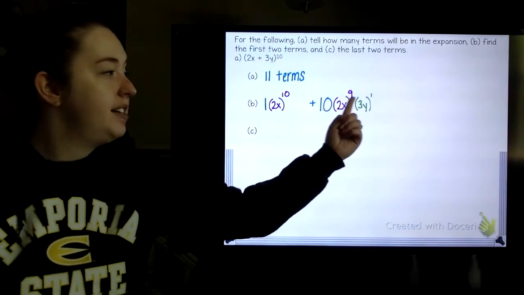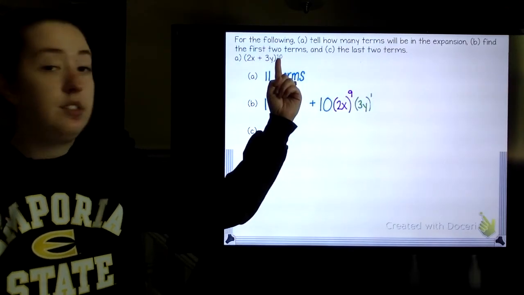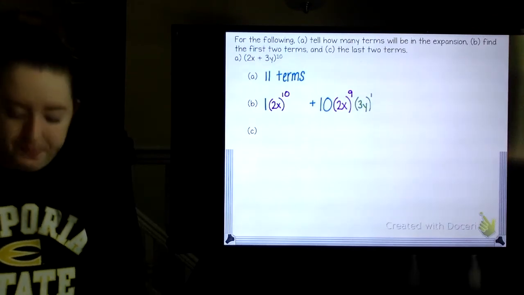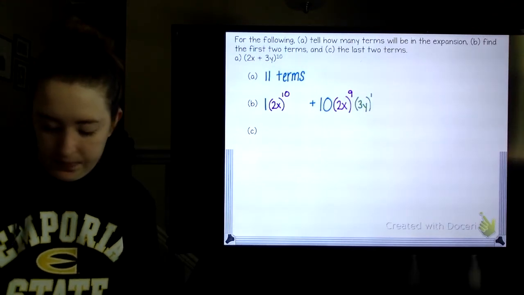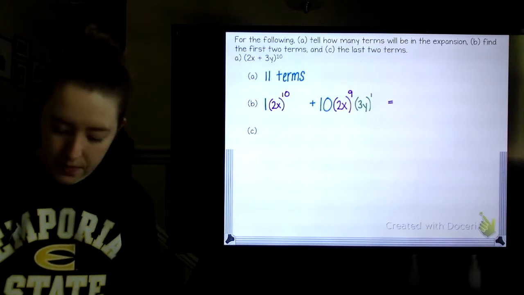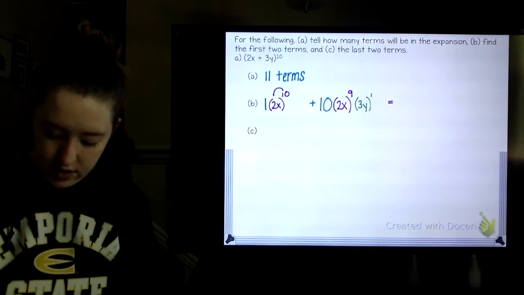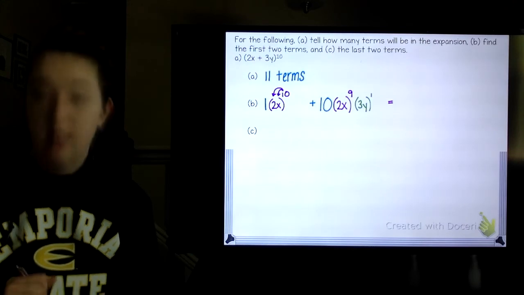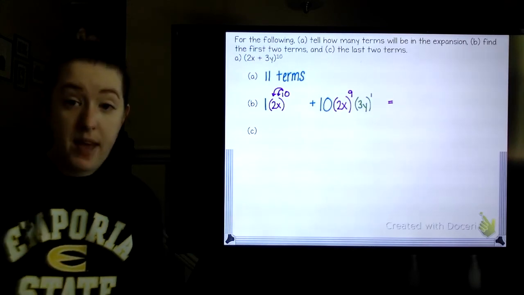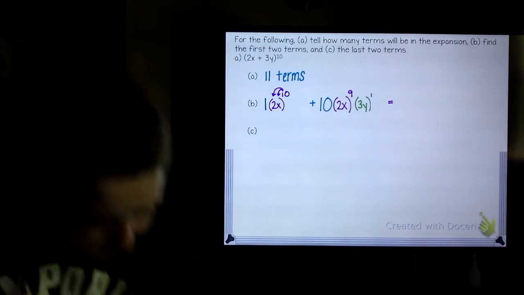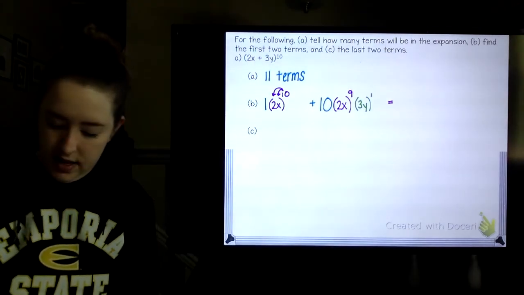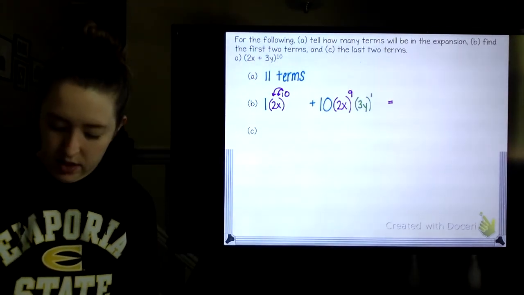Remember, these two guys have to add up to my power right there. Now I'll just go through and simplify. So I have to take both of those guys to the 10th power. So 2 to the 10th is going to give me 1024.